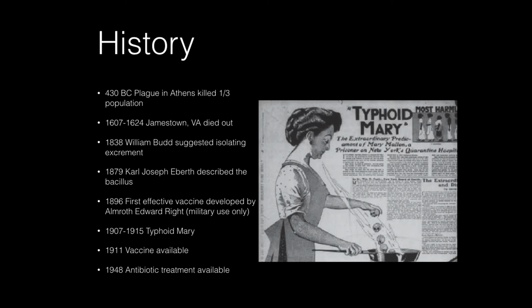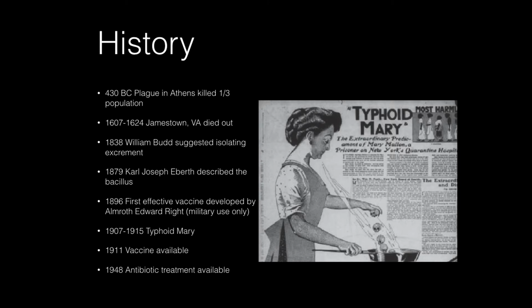In 1838, William Budd noticed a poison in excretions and suggested isolating excrement as a way to stay the disease. In 1879, Carl Joseph Eberth described the bacillus. In 1896, the first effective vaccine was developed by Almroth Edward Wright, but was only to be used for military use. Those in the military were more likely to be killed by typhoid than in combat.